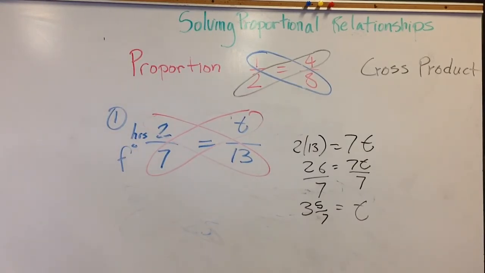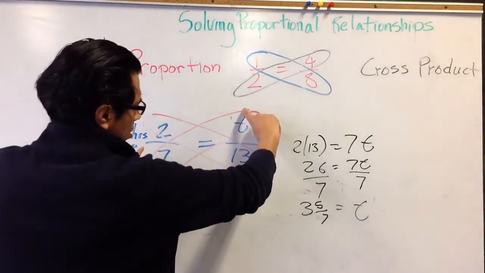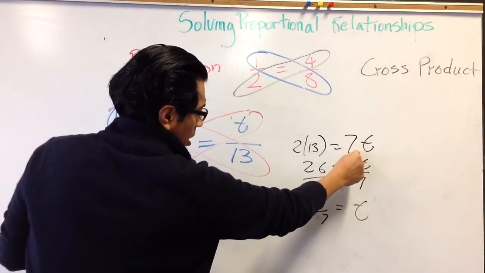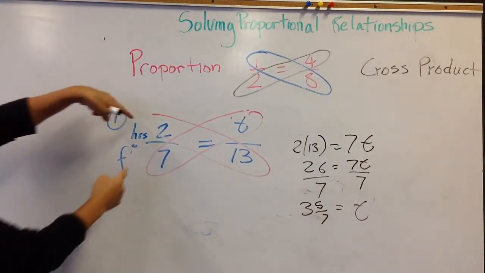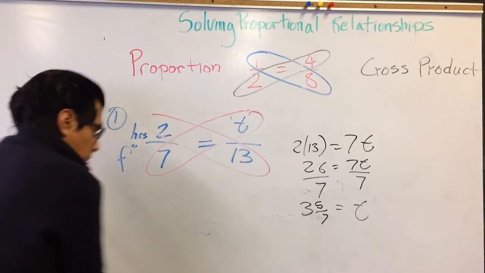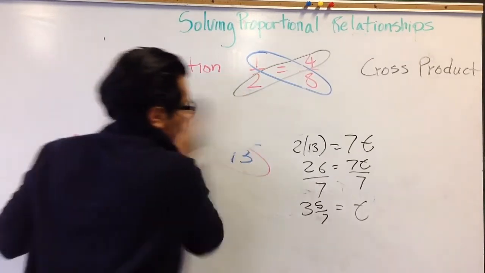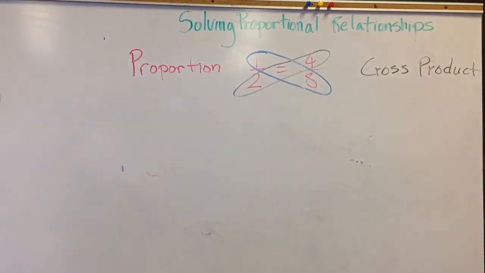Did I do that right? Make sure I got that right. Yes. All right. Do you see how that worked? By doing cross products, I was able to find my answer. Now I could have taken this to unit rate and then multiplied it by 13, but here's another pathway. All right, let's try another one. That's how it can be used. Kind of nice, huh?